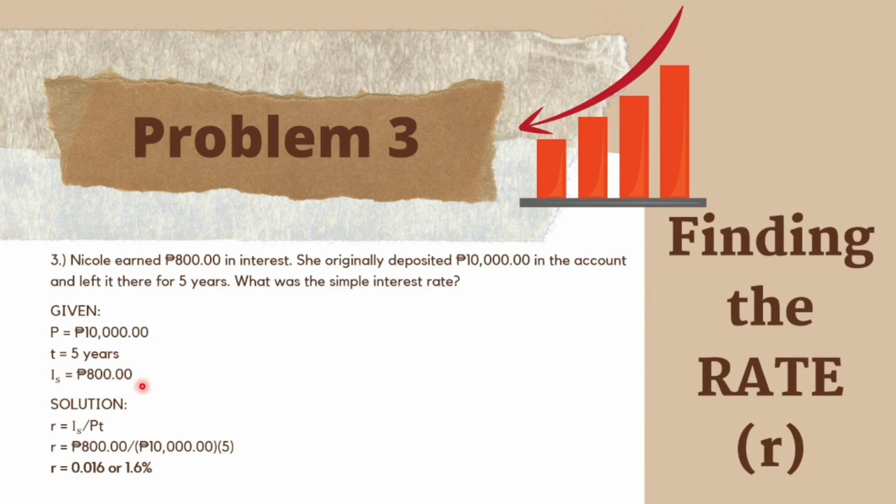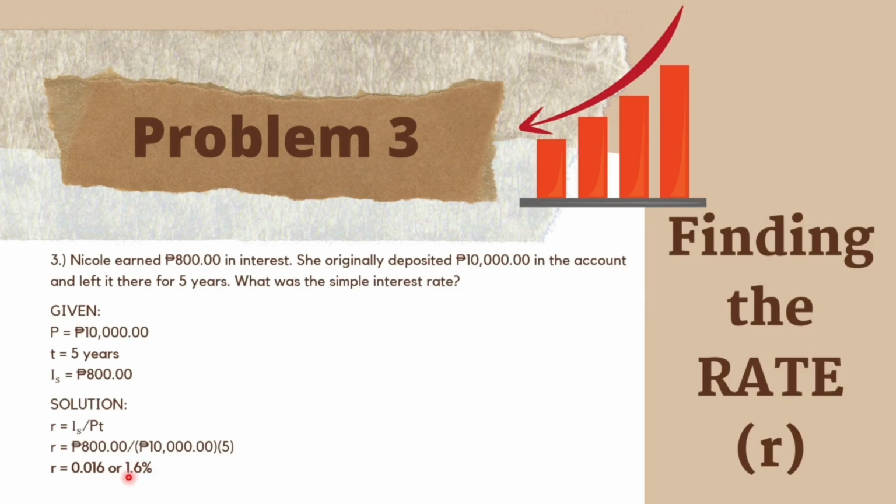So we have here the following solution for the specific problem. So this is the formula. Rate is equal to simple interest divided by the product of principal and time. Substitute it like all the other examples before. Simple interest of 800 divided by the principal of 10,000 times the time of 5, and you will get an answer of 0.016.